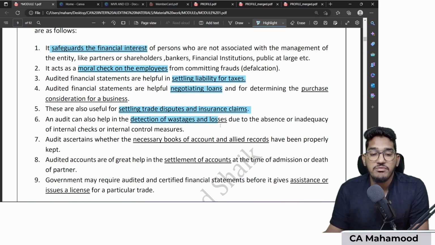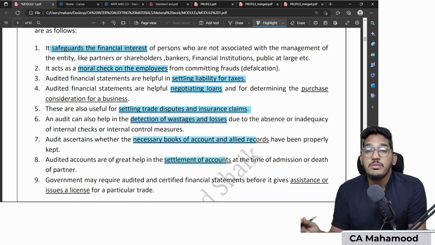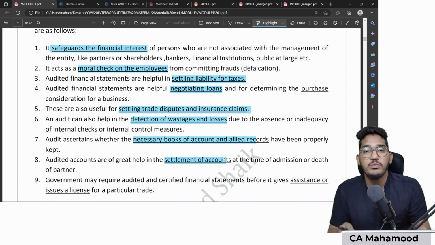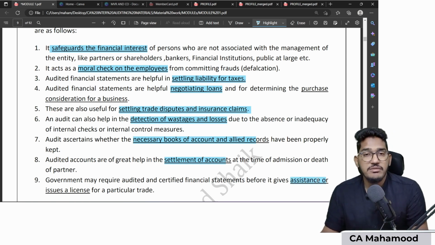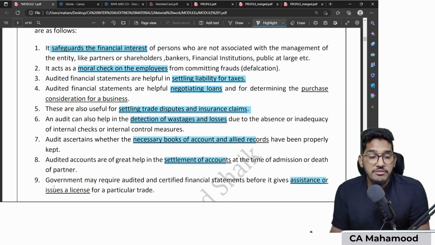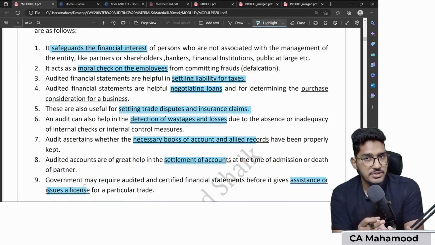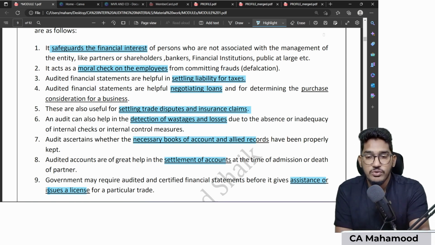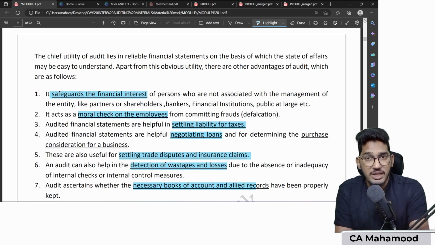It is helpful for detection of wastages and losses which are happening in the organization. It is helpful for the client to find out whether necessary books of accounts are maintained by them or not. It is even helpful at the time of settlement of accounts, especially in the case of a partnership firm at the time of admission or death of a partner. And finally, government also may require audited financial statements before they give any assistance like grants, etc. And even for giving licenses for certain businesses also, government will ask you for audited financial statements. So if you get your financial statements audited, these will be various advantages which the company will enjoy.